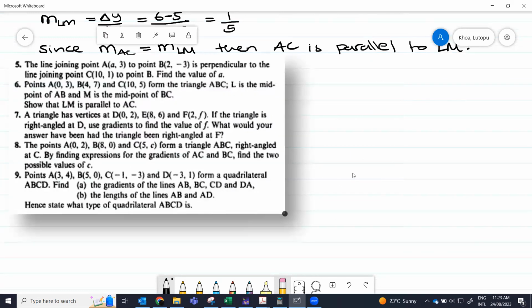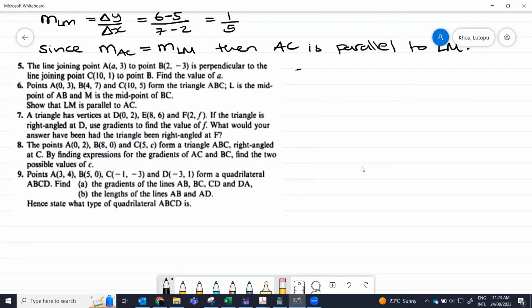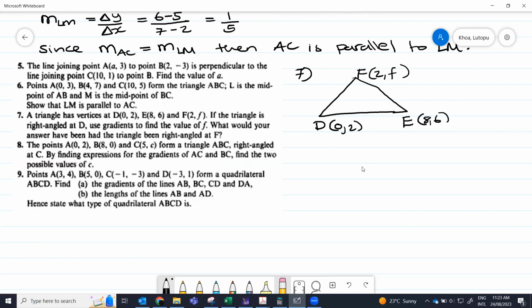Okay, so we're doing number 7 now. So we have a triangle with vertices D, E, F. So let's draw a triangle. Let's see, D is (0, 2), E is (8, 6), and F is (2, f).